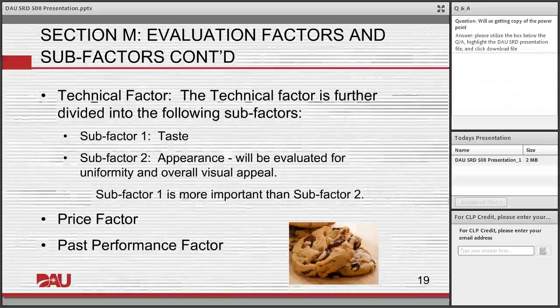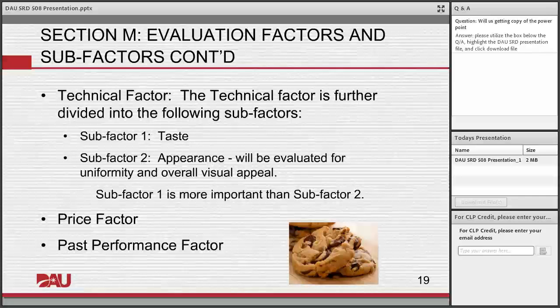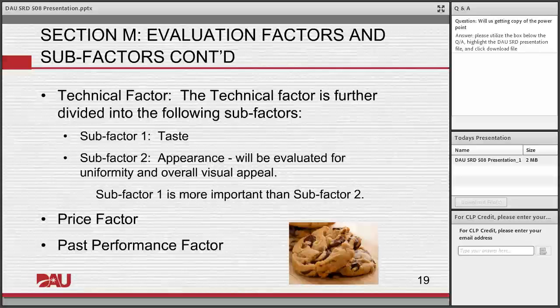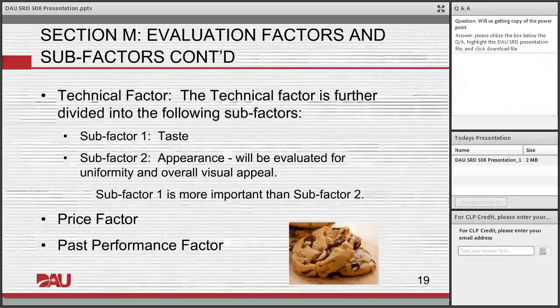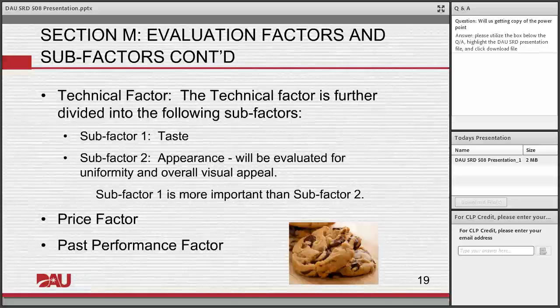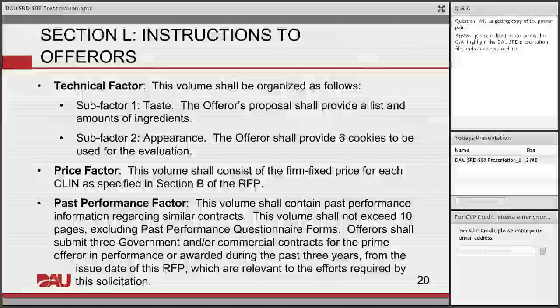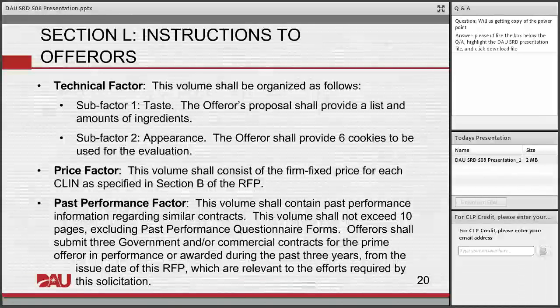Then just like we stated within the factors, we have to state the relative order of importance in the sub-factors. So you have sub-factor 1 is more important than sub-factor 2. So we told them we're going to evaluate technical. Within technical, we're going to evaluate taste, and we're going to evaluate appearance. Now, what do I need to see in their proposal so that I can conduct that evaluation? So for the technical factor, what I need to see for the taste sub-factor is basically your recipe. I want the list of ingredients and the amounts of ingredients that you use.